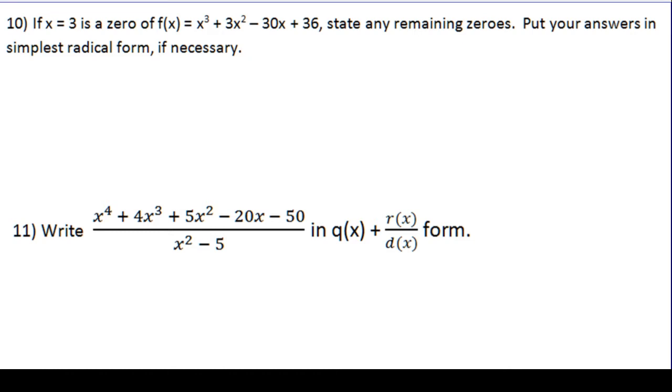So what that means is if they're giving us one of the zeros, chances are we're not going to be able to factor the expression. And in this case, that is the case. If you tried to use the grouping method on this expression that we have here, you're actually not going to be able to factor it. It's not going to break down nicely.